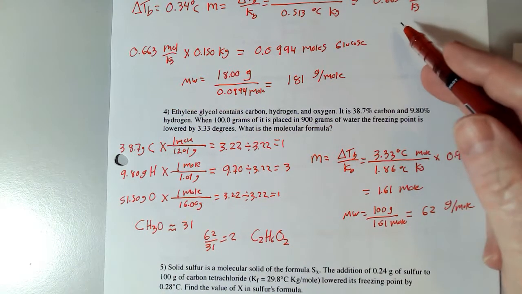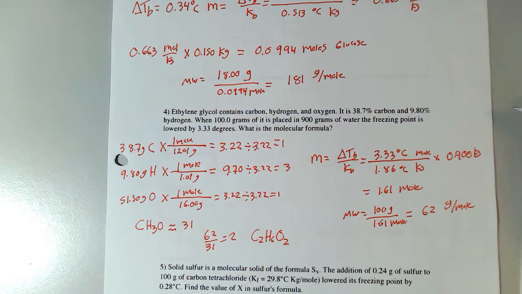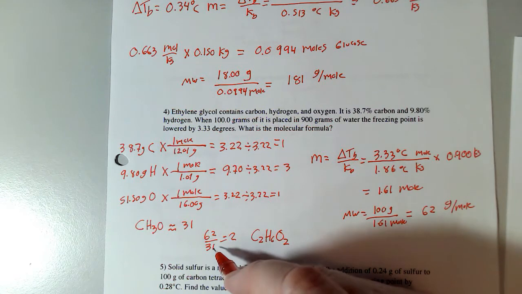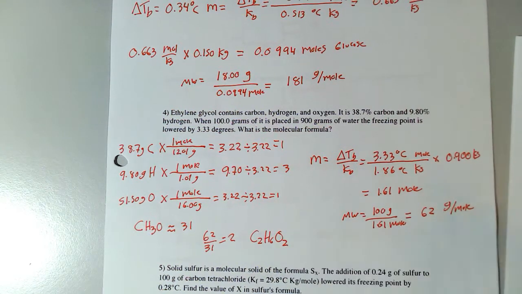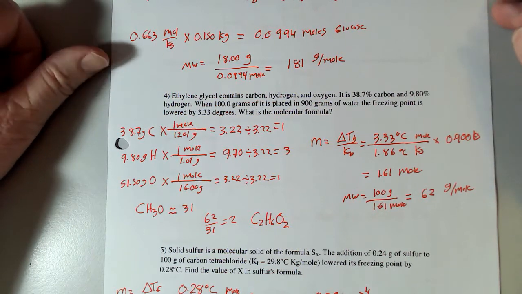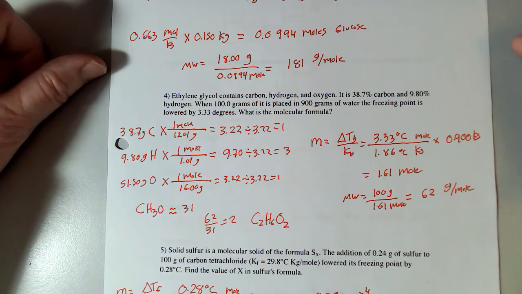Then I've done the same thing that I did up here. Found a molar mass of 62. Now the molar mass of the empirical formula is 31, so it goes into 62 twice. And my molecular formula is C2H6O2. Leave that up there for about 5 more seconds. Pause if you need to. All right, now go try number 5 and come back when you're done. I'll count to 5. You can pause the camera.